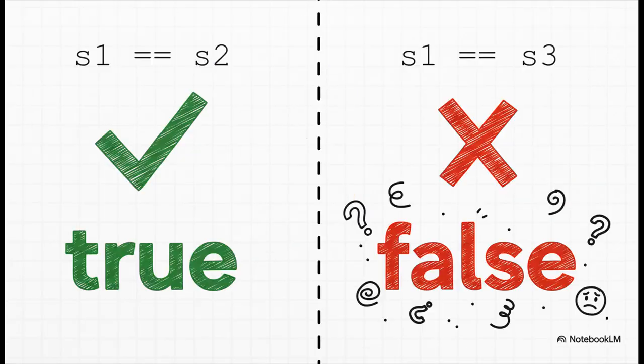Got it? And boom, the results are in. S1 equals S2 is true. Okay, that makes sense. But S1 equals S3 is false. Wait, what? How is that possible? They both literally say hello. Now, this isn't a bug. It's a core concept in Java. So what on earth is going on here?